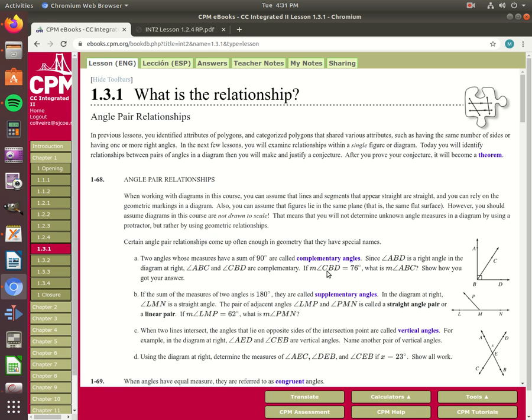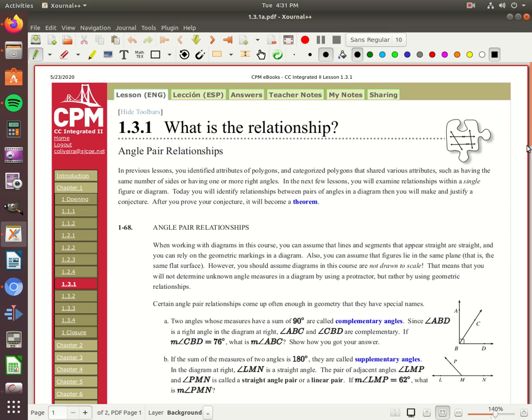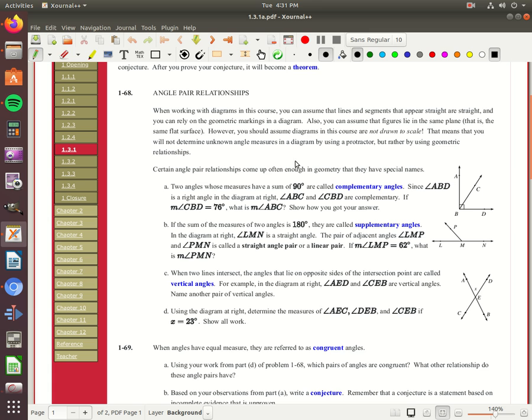So if angle CBD is 76 degrees, what is angle ABC? Well, what I would do is say, if this whole thing is 90 degrees, which I know it is because it says right there, and it tells me that CBD is 76 degrees, I can use some logic. I can call this thing X, and I can say, I know that X plus 76 must equal 90. That makes sense, right? Because they're complementary angles.